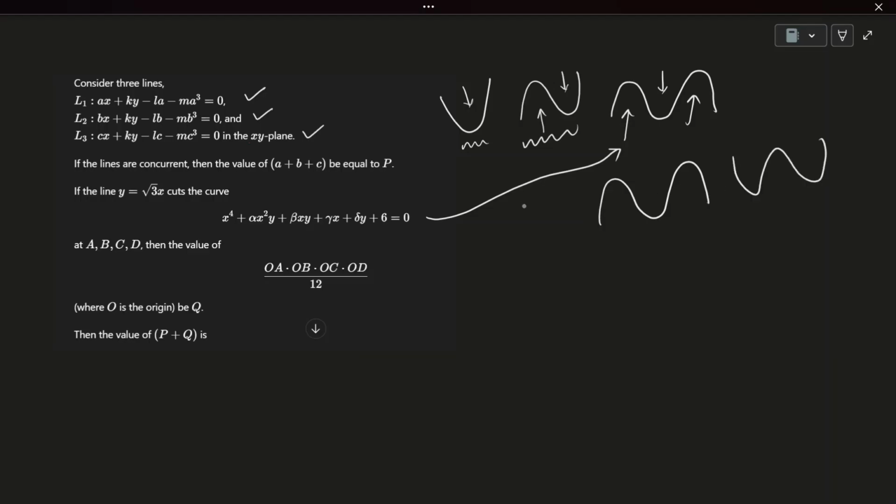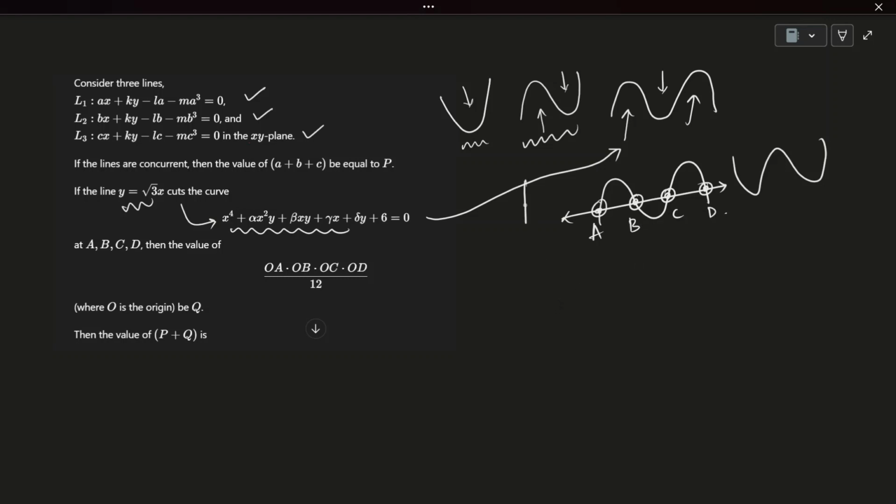There is a line which is intersecting this curve. This is the line y equals root 3 x. Like this it is intersecting at 4 points. Let's say A, B, C, and D.